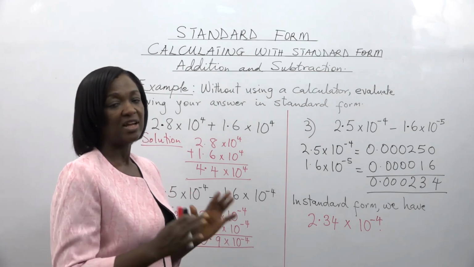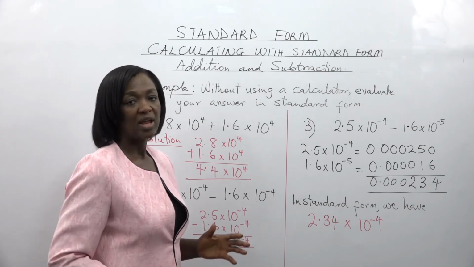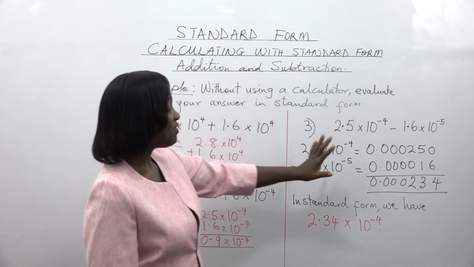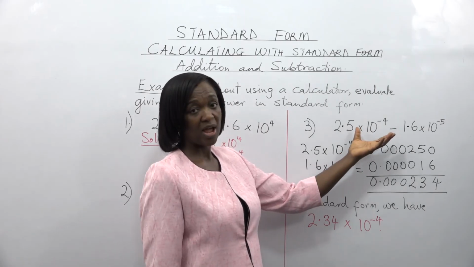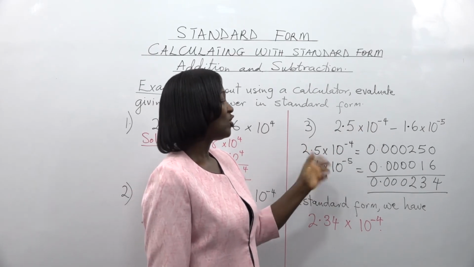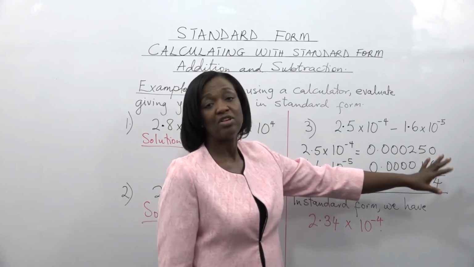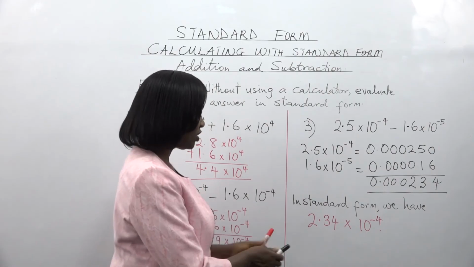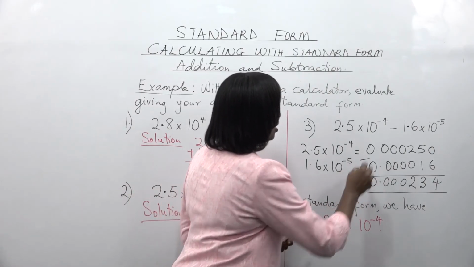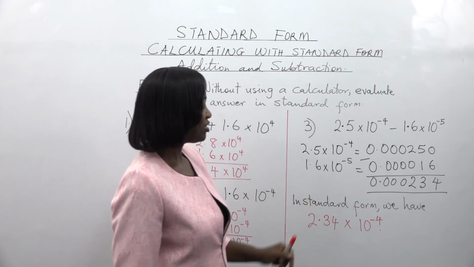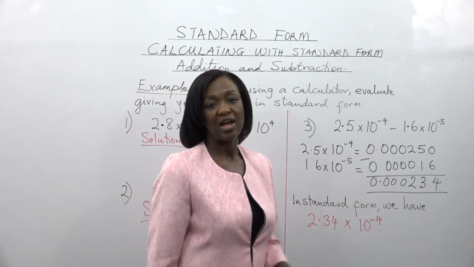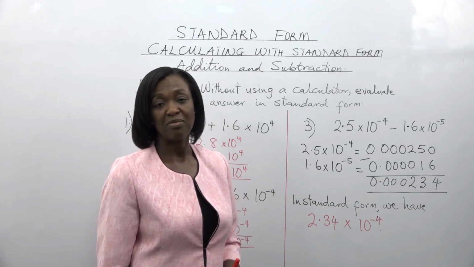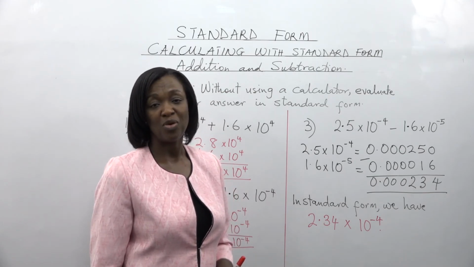If the powers of 10 are the same in the numbers, you simply carry out the operation, add or subtract as required. But if the powers of 10 are different, like we have in number 3, you have to first simplify the numbers or write them out in full, carry out the operation. The operation we carried out here was take away. Yes? Carry out the operation, and then rewrite the answer in standard form. Try out some more examples from Brilliant Maths Module 1.